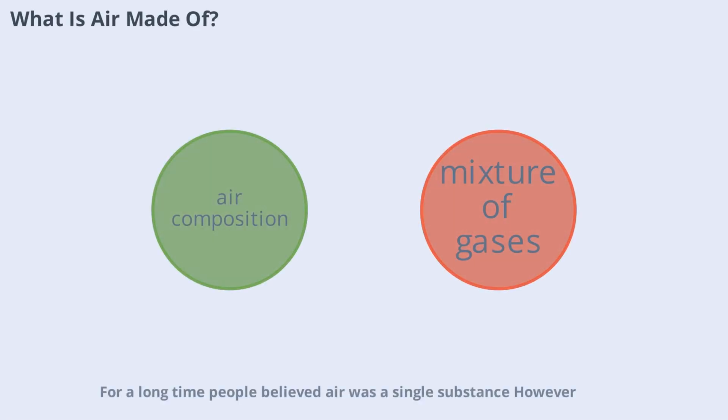For a long time, people believed air was a single substance. However, experiments have shown that air is actually a mixture of many gases. The major components are nitrogen and oxygen, with smaller amounts of carbon dioxide, water vapor, and other gases. This mixture is vital for life, supporting respiration, burning, and the water cycle. Let's look closer at each component and its role.